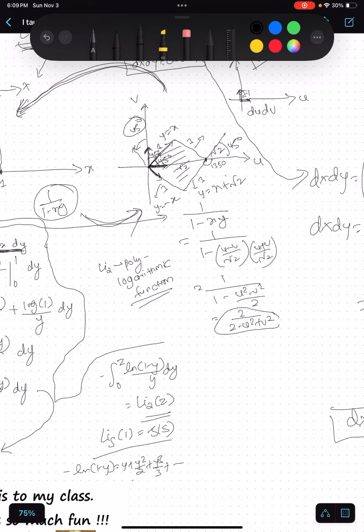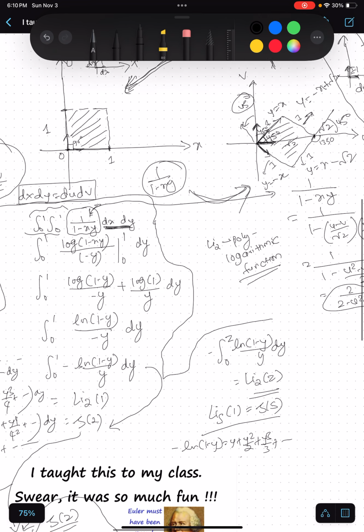Wait, no, x minus root 2, because at root 2, y has to be 0, right? And this one has negative slope, so at root 2 y has to be 0, so plus root 2. Okay, yeah. So now how can I write the domain of integration?